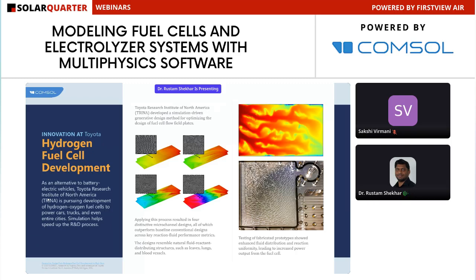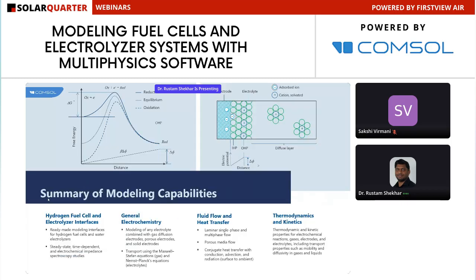So now you can just go to the presentation and see, if you want to handle a fuel cell modeling problem, how that can be approached in COMSOL. In summary, there is an electrochemical setup available here, where we can model our fuel cells and electrolyzers using the fuel cell and electrolyzer interface, which gives you ready-made interfaces to design fuel cells, and you can perform steady state, time dependent, or impedance studies. That includes general electrochemistry, which will be primary, secondary, or tertiary current distribution.